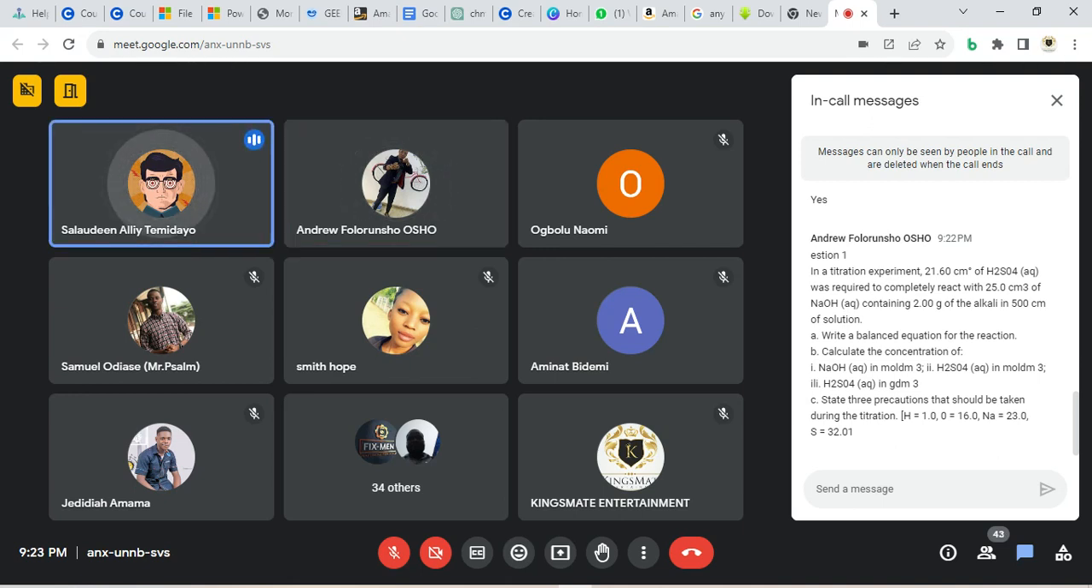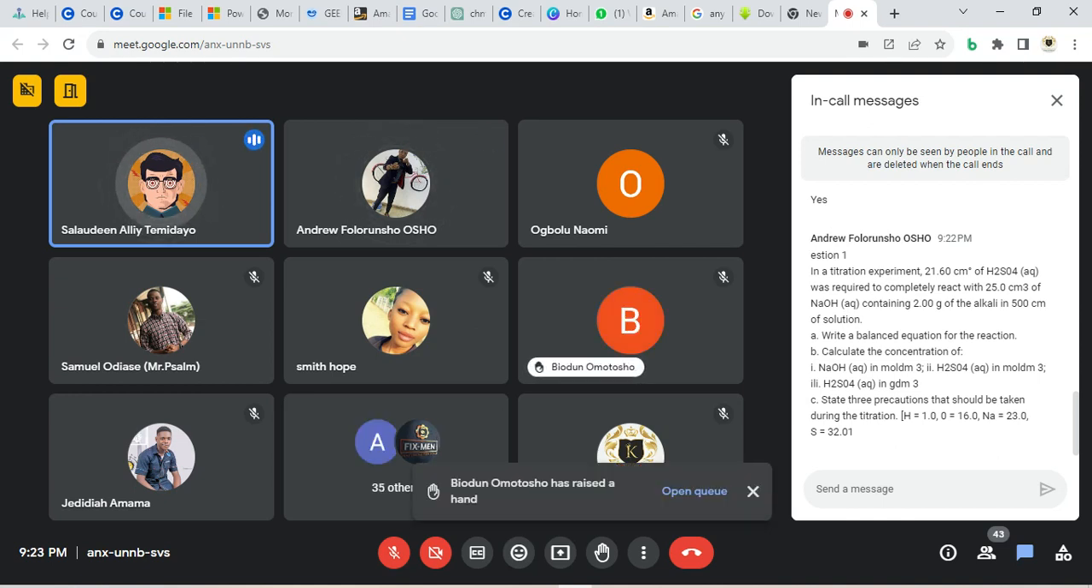Okay, so in a titration experiment, 21.60 cm cube. That 21.60 cm cube means that is the volume. For the person that asked about it earlier, the way to recognize it is by knowing the unit. The unit is cm cube, the unit for volume. That's why I know it is volume. So the volume of the acid, that is V of A. I will let my acid be A. So that's 21.60.